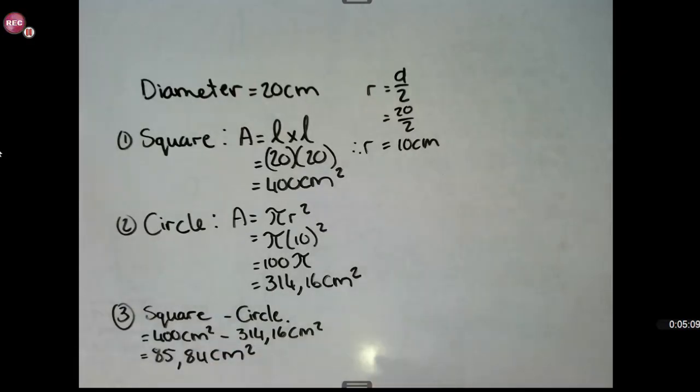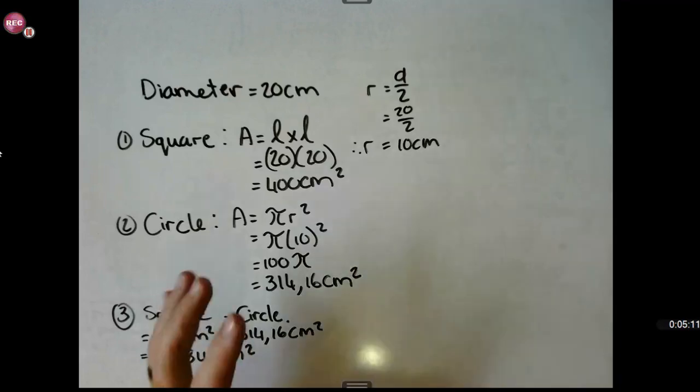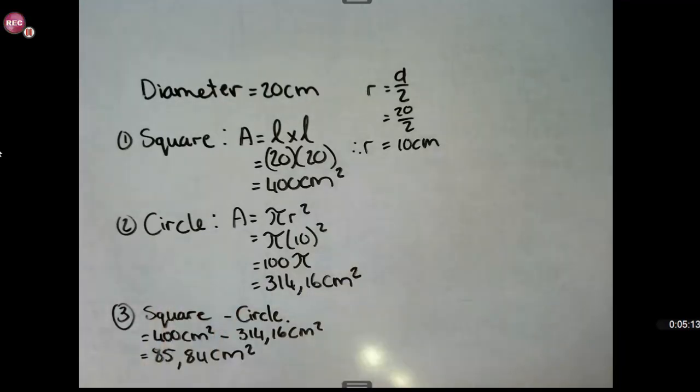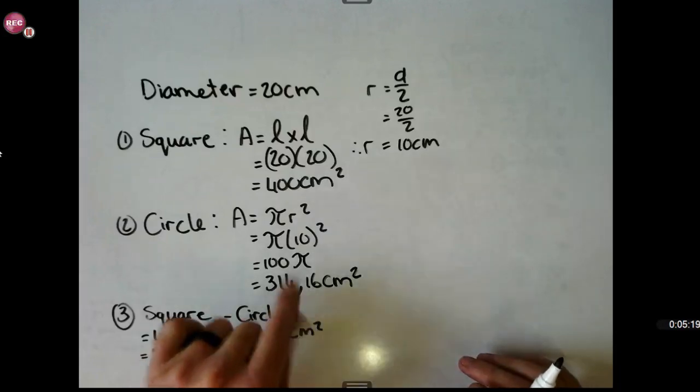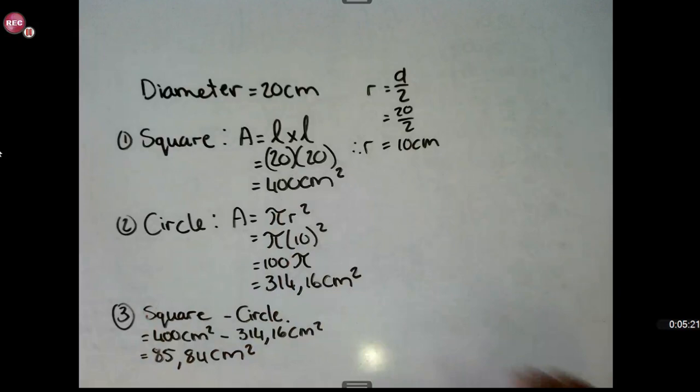Please note that you'll never have a negative area. If you get a negative area, it means that you've subtracted wrong. So you always subtract the smaller number from the bigger number. And in that case, you will then get your shaded part. So the shaded part for the shape presented here on the right is 85.84 centimeters squared. Okay.